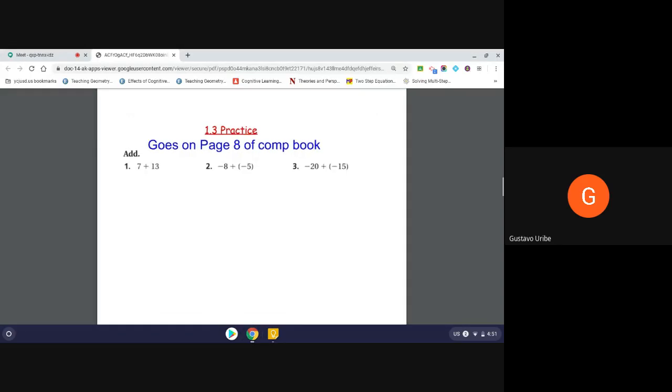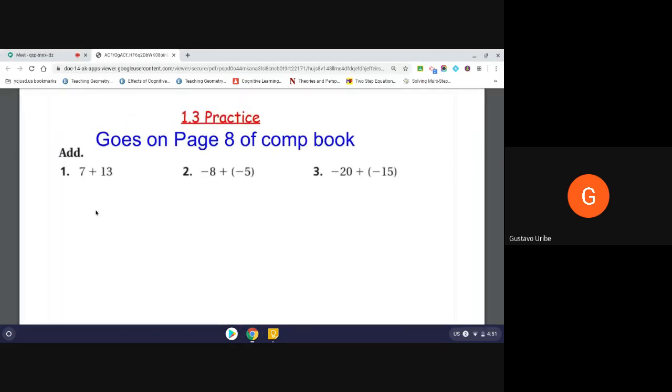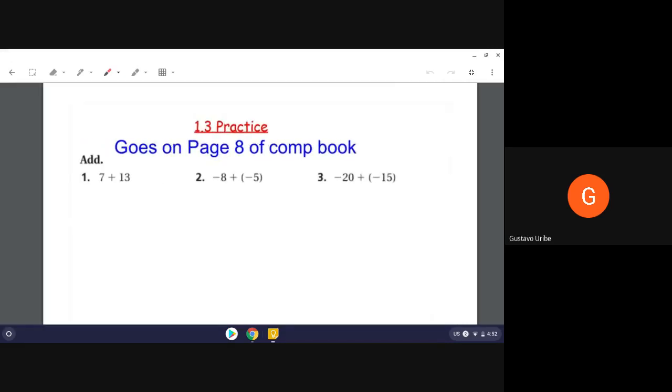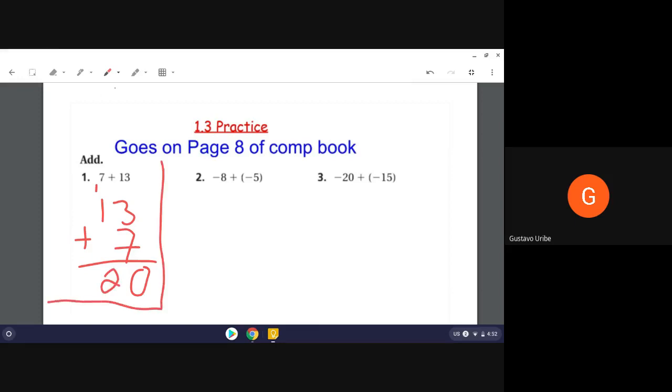Okay, so this first one is simple, right? We've been seeing this since you first learned how to count: 7 plus 13. If it helps you, you can always write these vertically instead of horizontally, or you can use your fingers. 7 plus 3 is 10. 1 plus 1 is 2. So my answer to this one was 20.